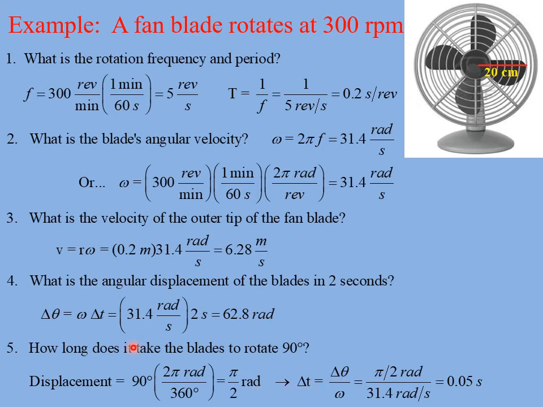The time here, we're again going to use the same equation for our omega. Omega is delta theta over delta t. So delta t is equal to delta theta over omega. So we have pi over 2 radians is our displacement, divided by omega is 31.4 radians per second, and that gives us 0.05 seconds.